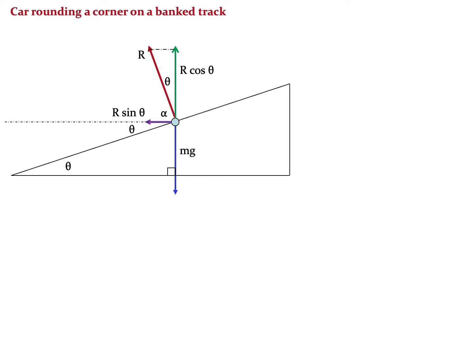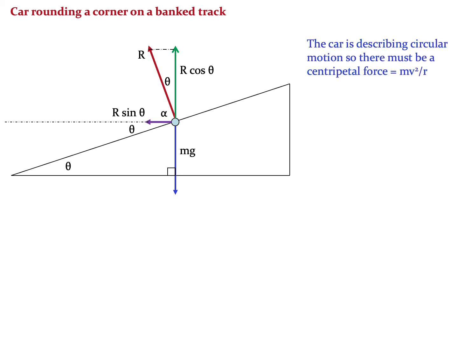Looking at that diagram then, R cos theta balances the weight. The car is neither moving up nor down. So R cos theta equals mg, that's balanced. But R sine theta is not balanced by a rightward force at all. And R sine theta then is the unbalanced force causing the centripetal acceleration. So the car is describing uniform circular motion, so there must be an mv squared over r force coming from somewhere. I think we've now concluded that in this particular case of the car rounding a corner on a banked track, the centripetal force mv squared over r is given by R sine theta.